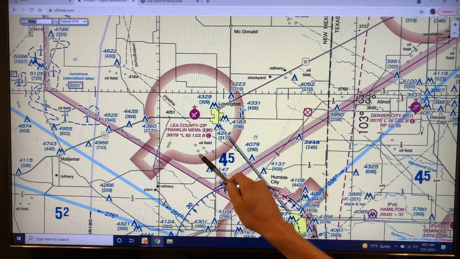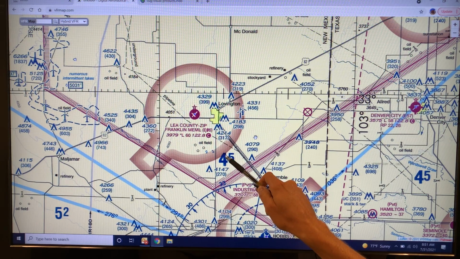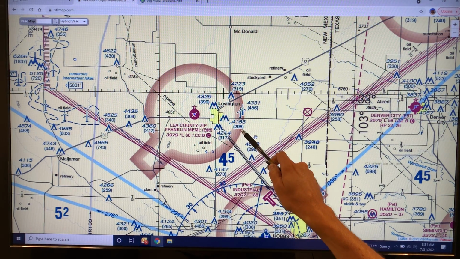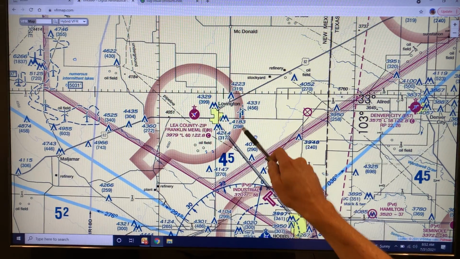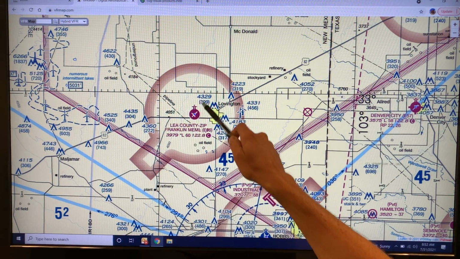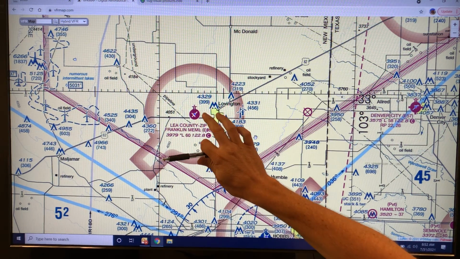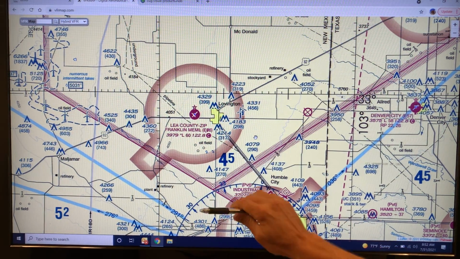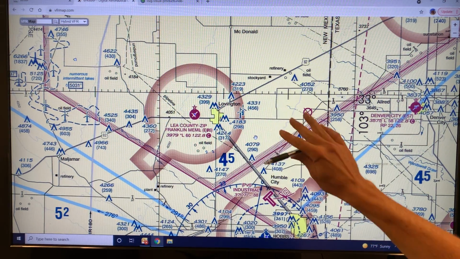So inside, on the fuzzy side of the magenta circle, from this fine line here all the way inside to the other fine line, basically everything captured inside this shape is class Golf airspace at 700 feet AGL. And then it raises up to 1,200 feet as you get outside of that.